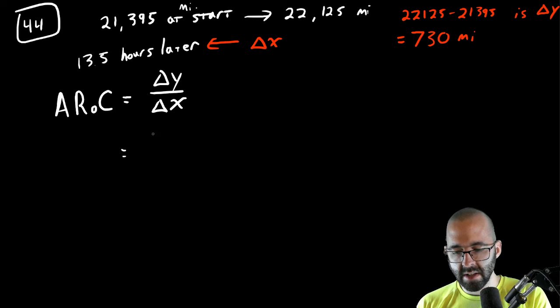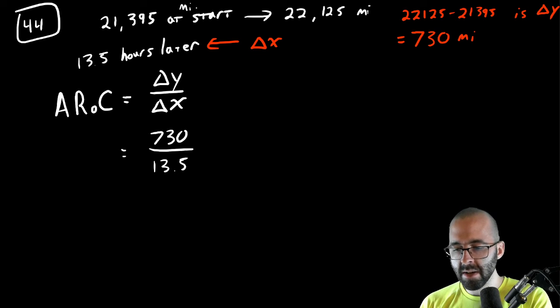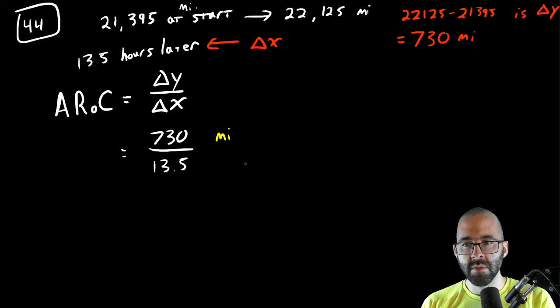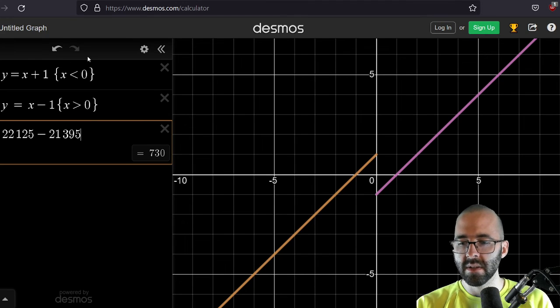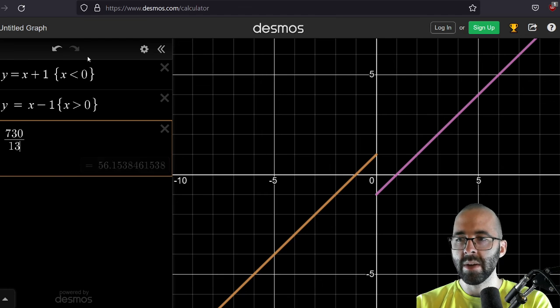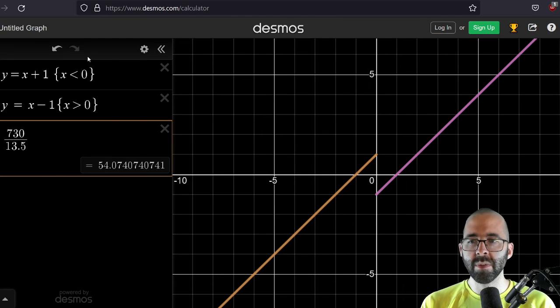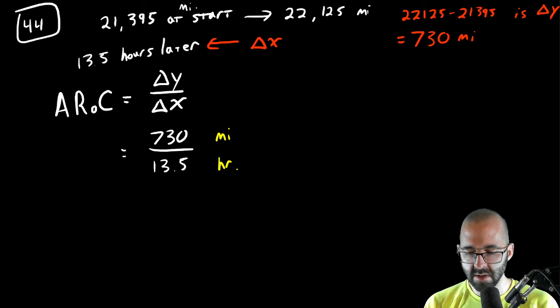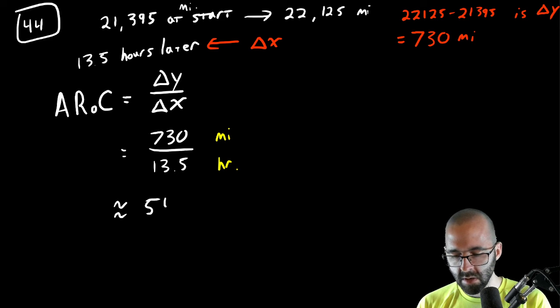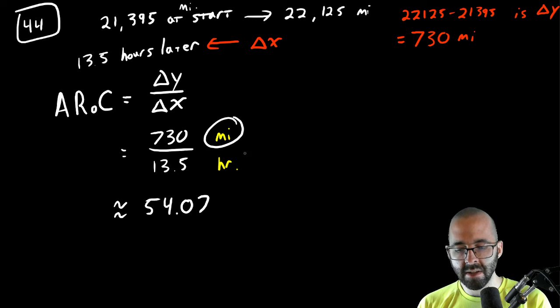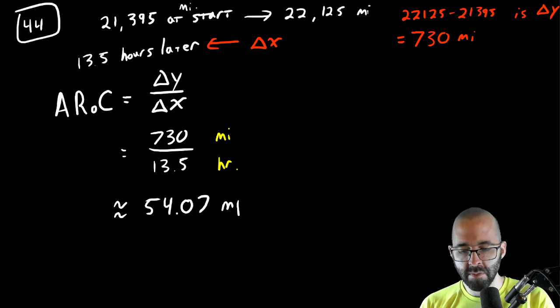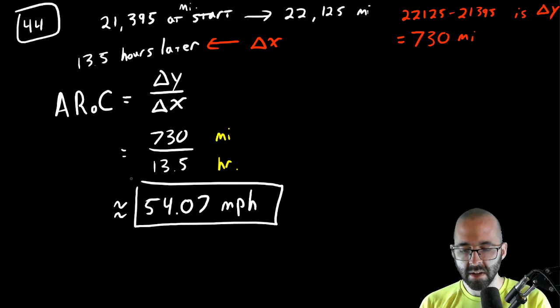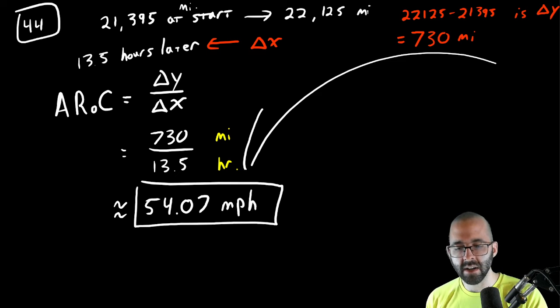So if we plug this in, 730 miles on the top, 13.5 hours on the bottom. And again, what are the units? Miles on the top, hours on the bottom. Type this into a calculator, it's going to give us our average speed. So 730 divided by 13.5 is approximately 54.07. And what are the units? Miles on top, hours on the bottom, miles per hour. Anytime you have units, don't forget to include them.